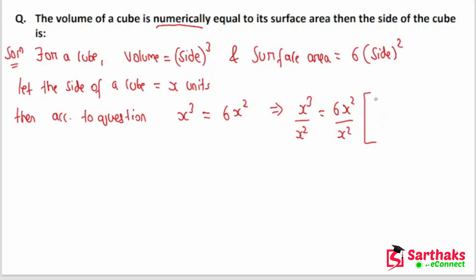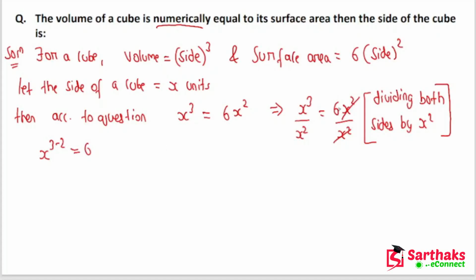We are dividing both sides by x square. It will use two properties of powers and exponents, and I'll tell you that. It's a very good question. Now we can cancel them out. It is very easy, but here it would become x to the power 3 minus 2 is equal to 6. It is cancelled out, but here it would be like this.